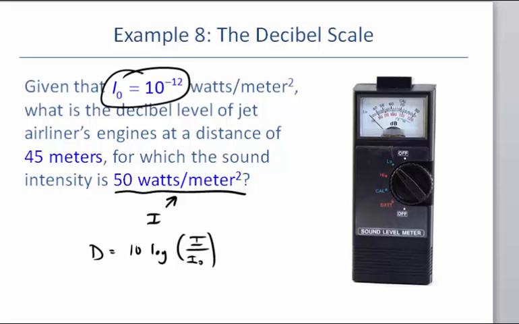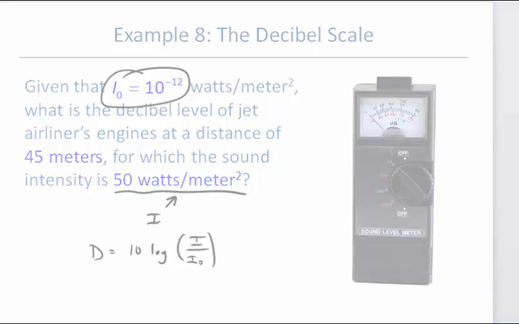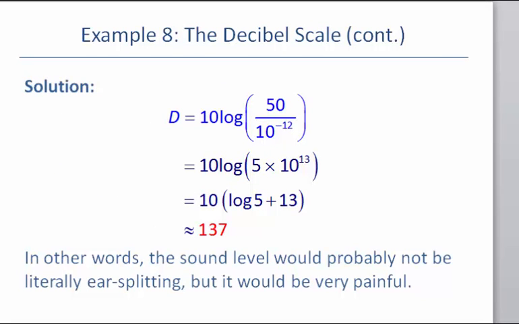You can see that that's been done here for you. So we have 10 log, we've plugged in the 50, and we've got 10 to the negative 12th. Again, you can go ahead and plug it into your calculator if you'd like. You could certainly simplify it the way they've done, but you could take it from this point straight to there using your calculator. You should come up with 137. So this would not be ear splitting, but it would be very painful because it would be close to that ruptured eardrum level of 160.